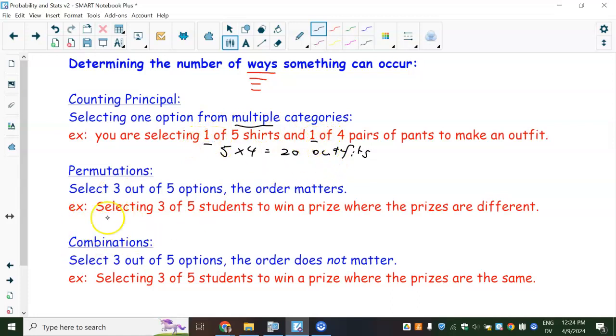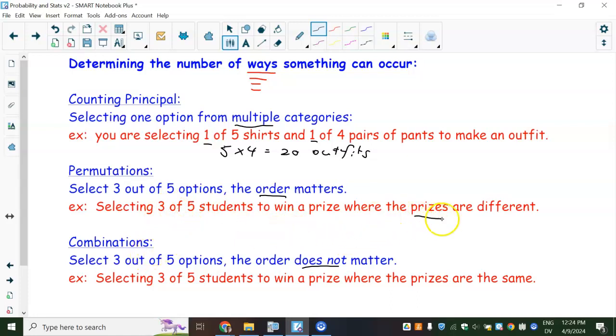Okay, in the permutation and combinations, it's just one category, and usually you select more than one. So like selecting 3 out of 5 students or something to win a prize, that would be either permutations or combinations. And the difference between these two is order matters in permutations and order does not matter in combinations. So if I'm selecting 3 out of 5 students, it could be permutations or combinations.